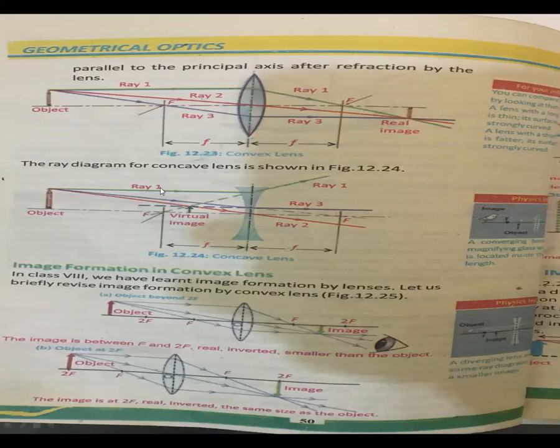The next example is the concave lens. You are already familiar with the concave lens. We are again considering three rays: green, blue, and red. This is the F point, the focus point, and the distance from the focus point to the center of the lens is the small f, which is called the focal length.